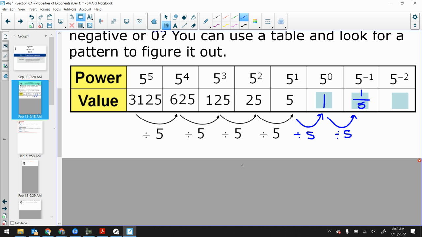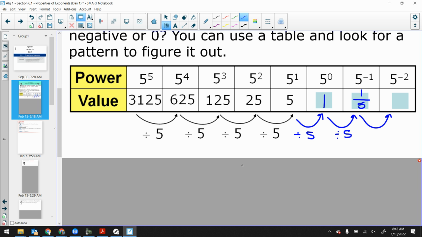Is there any negative number going on? No. The only thing negative was the exponent. And I need to stress to you right now, I'm going to say this a million times and try to beat it into your head. Negative exponents do not mean negative numbers. Negative exponents mean fractions. Negative exponents do not necessarily mean negative numbers. Let me show you what I mean here.